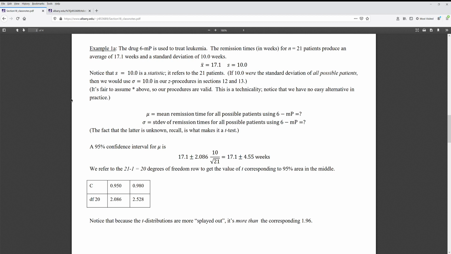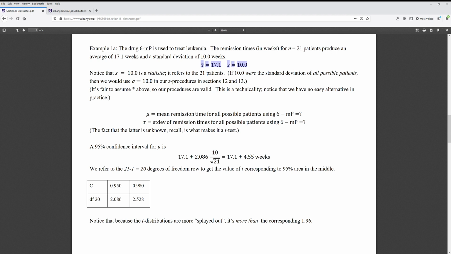We have 21 patients, and for each patient we have their remission time in weeks. 21 numbers of weeks. If we take those 21 numbers and average them together, add them up, divide by 21, x bar, we get 17.1 weeks. And the standard deviation of those 21 numbers, the old section 2 standard deviation, is 10 weeks. So the remission times for 21 patients produce a sample average of 17.1 weeks and a sample standard deviation of 10.0 weeks. And here we have that symbolically.